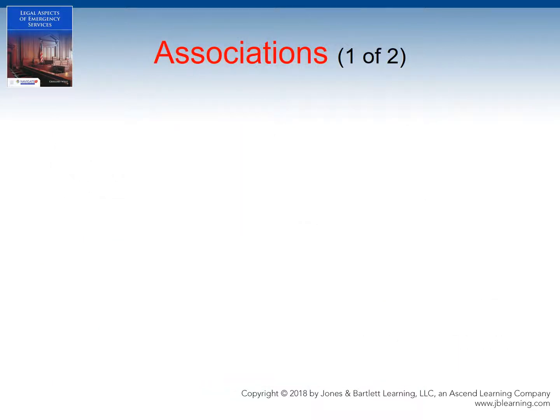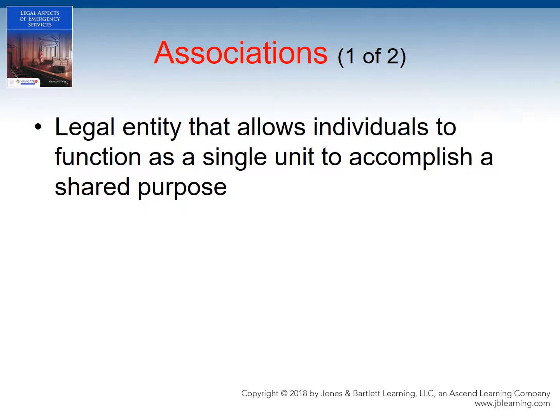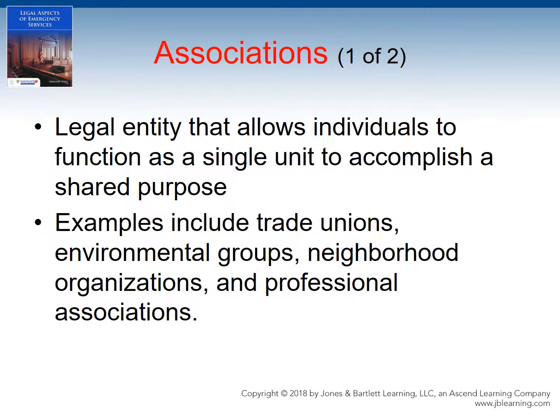Another type of legal entity important to fire and emergency services that must be explored is that of an association. Associations are legal entities that allow individuals to function as a single unit to accomplish a shared purpose. Examples include trade unions, environmental groups, neighborhood organizations, and professional associations.